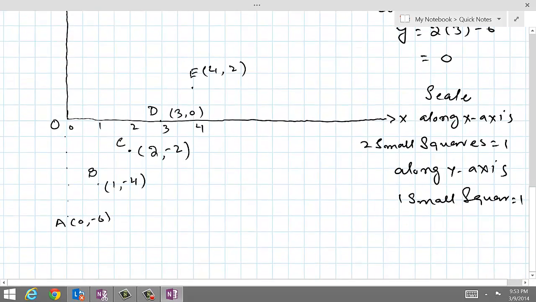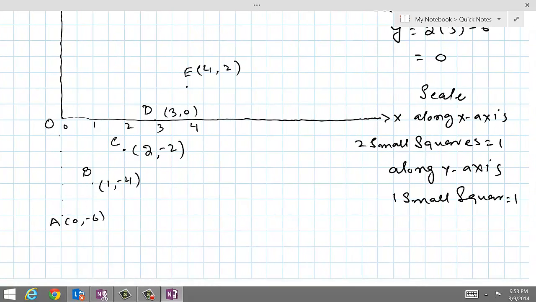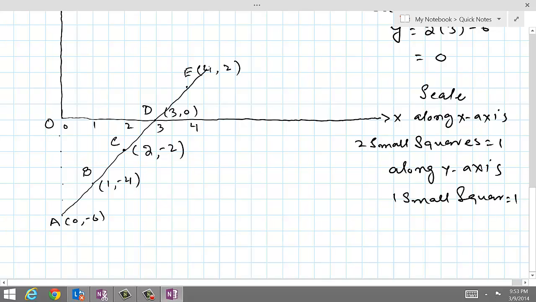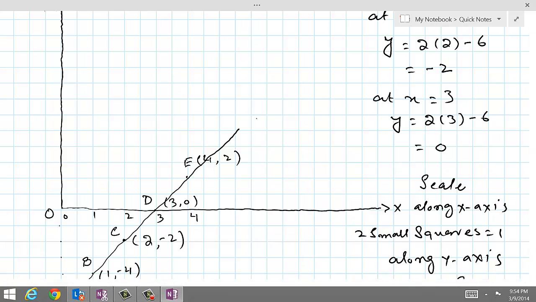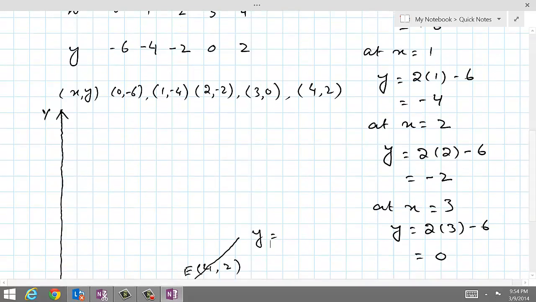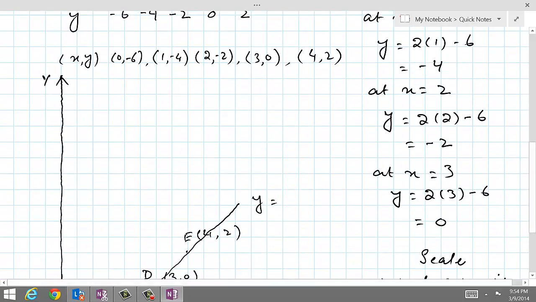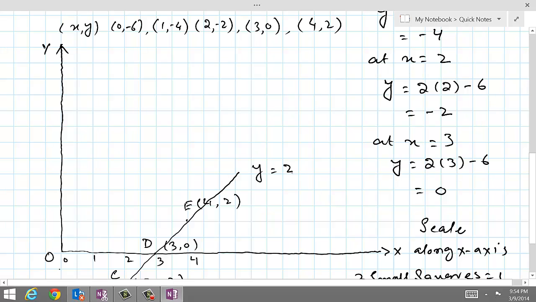And if we draw a smooth line through these points, this will be the line joining these points. You can extend it on either side, and the equation for this line would be y equal to 2x minus 6.